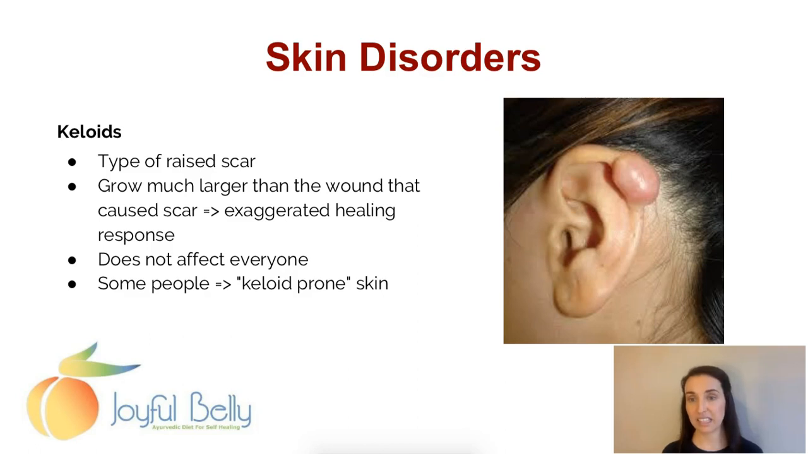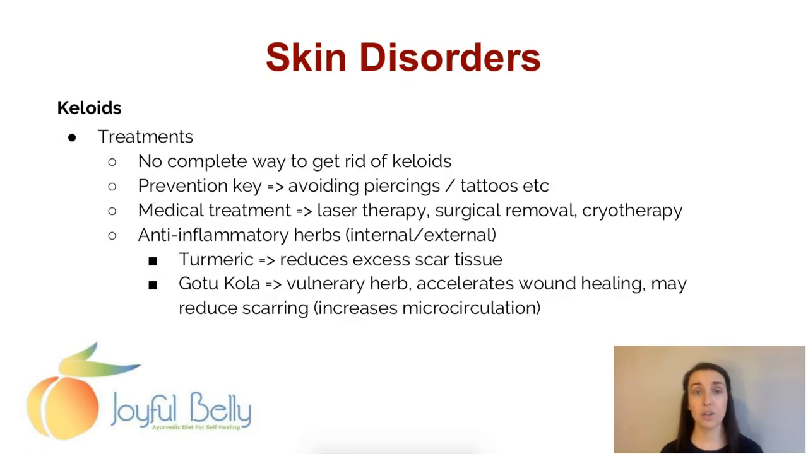So basically what you can see here is potentially this person got their ear pierced, and for a normal person, a small amount of scar tissue may develop. But for somebody with keloid prone skin, you can see that the scar tissue develops far beyond what's necessary and continues to grow. There is no complete way to get rid of this excess scar tissue, so prevention is key.